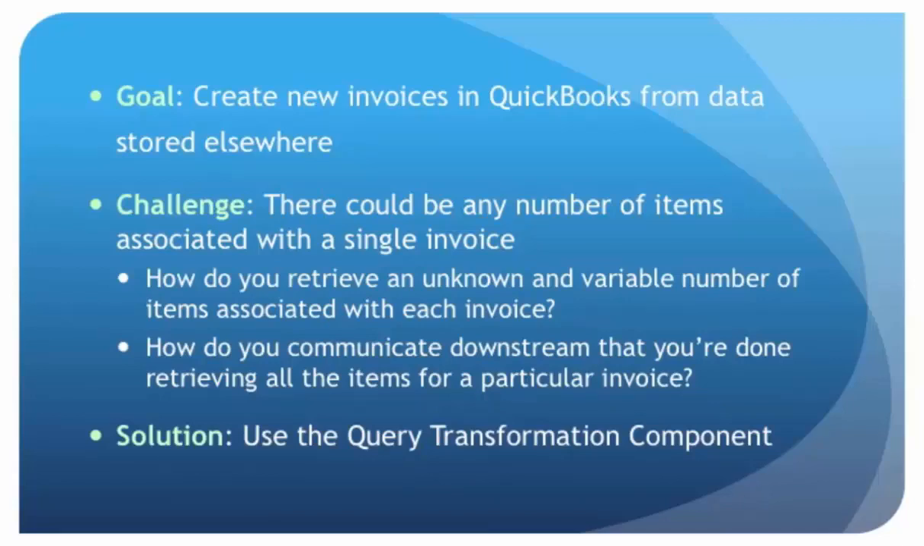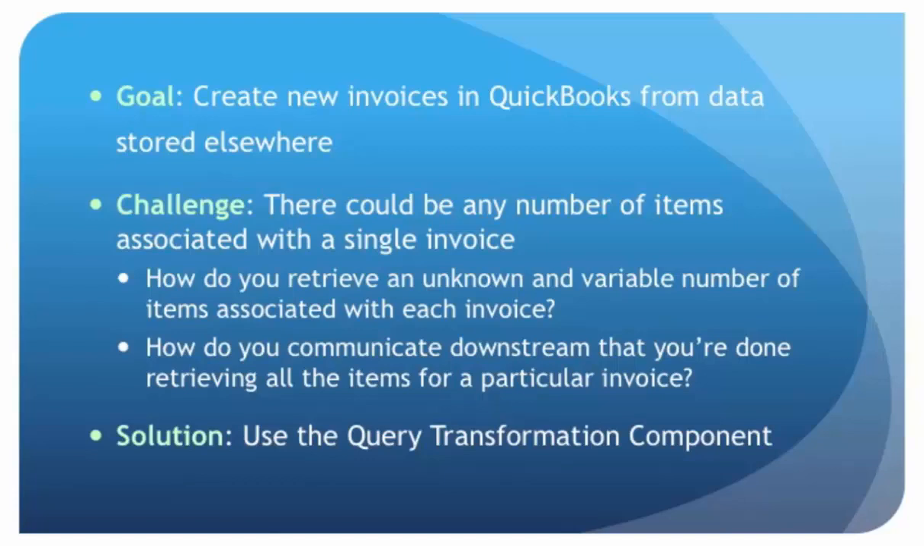So we have the main invoice data, which consists of things like the customer and the order date. And then we have all the items that were purchased. We have no idea how many items will be associated with any given invoice. So how do we retrieve an unknown and variable number of items associated with each invoice? And how do you communicate downstream that you're done retrieving all the items for a particular invoice? Downstream, we're going to have the QuickBooks destination component from COZYROC.